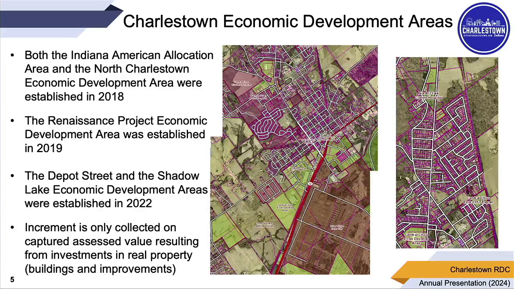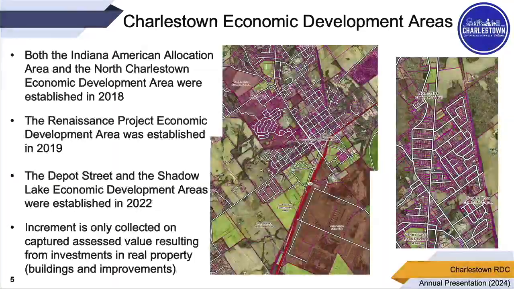And then recently, as some of you were on the commission as we did this, we created the Depot Street TIF, which is where Forest Edge is, as well as de-TIF'd and re-TIF'd. We took the Shadow Lake Economic Development Area, those parcels that were in the Central Charlestown TIF, took those out of the Central Charlestown TIF and established the new Shadow Lake Economic Development Area, which now includes all the development that's currently going on there at Shadow Lake, along with the park.